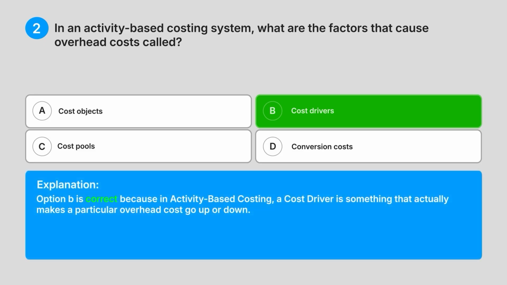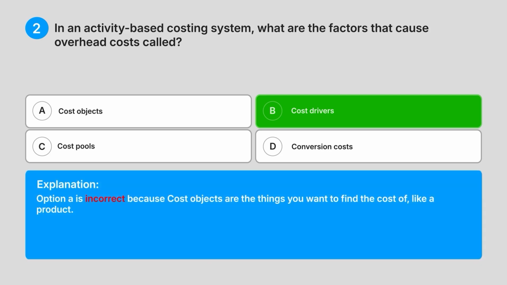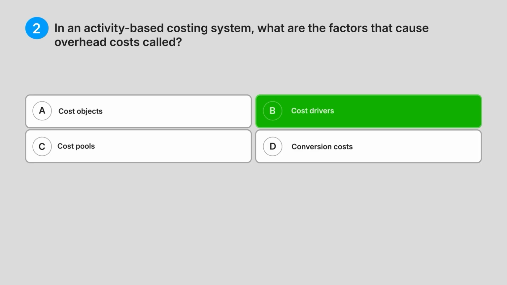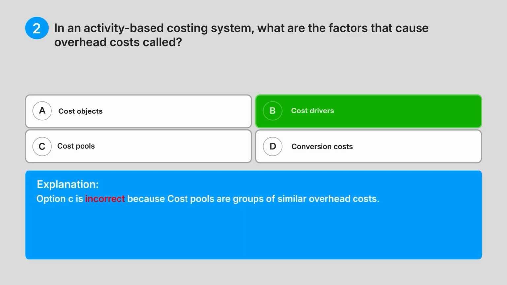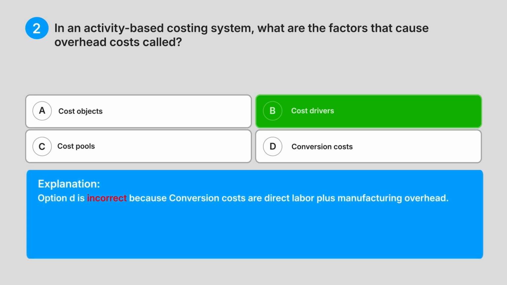Explanation. Option B is correct because in activity-based costing, a cost driver is something that actually makes a particular overhead cost go up or down. Option A is incorrect because cost objects are the things you want to find the cost of, like a product. Option C is incorrect because cost pools are groups of similar overhead costs. Option D is incorrect because conversion costs are direct labour plus manufacturing overhead.